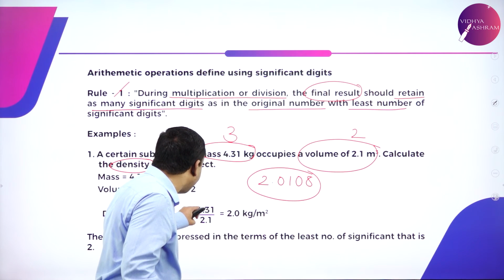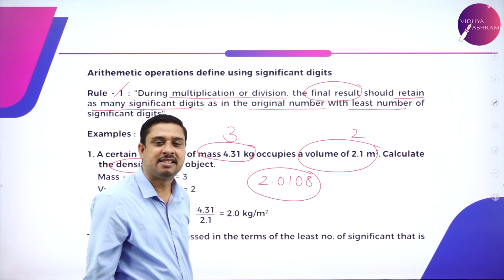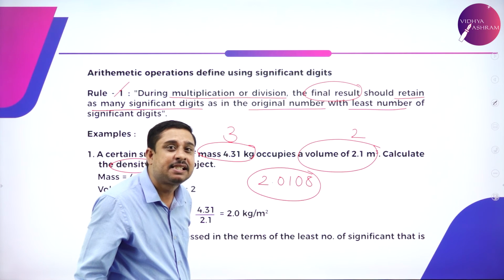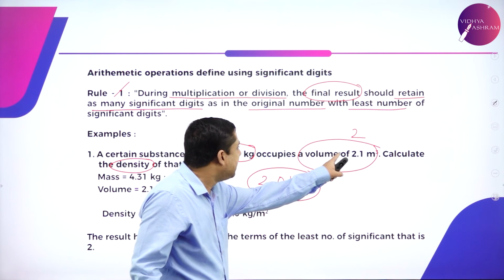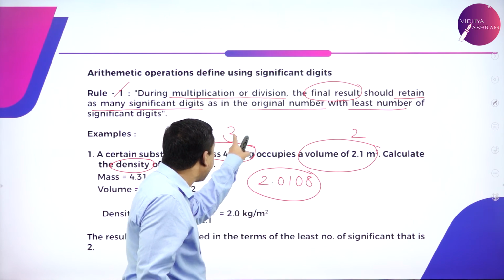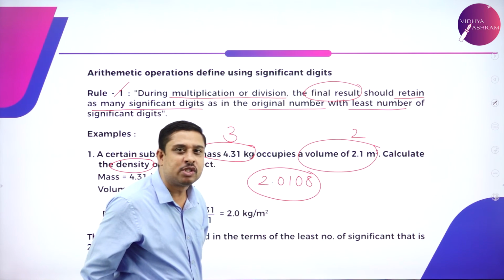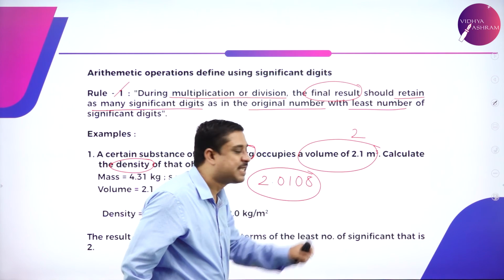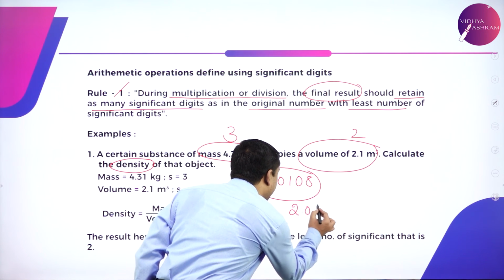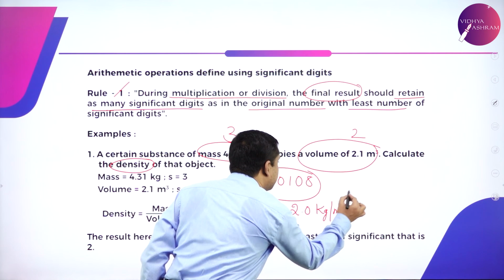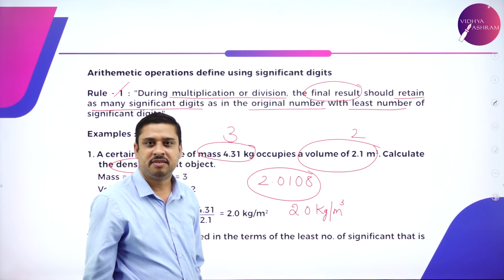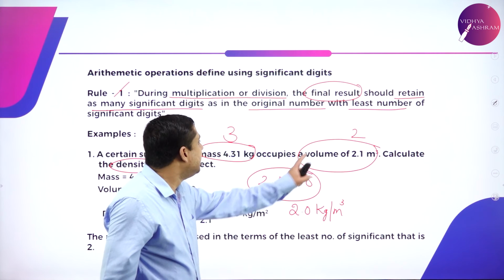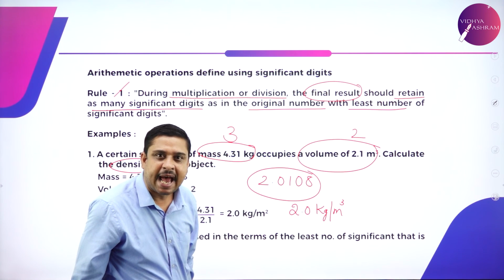Keeping in mind that I have divided 2 quantities, the rule says that whether you multiply or divide, the final result should have the least number of significant digits. Which is the least? 2. Mass has 3 significant digits, volume has 2. So your answer should also have 2 significant digits. So density should be 2.0 kg per meter cube. So if you multiply or divide, your final result should always have the least number of significant digits as in the given numbers.